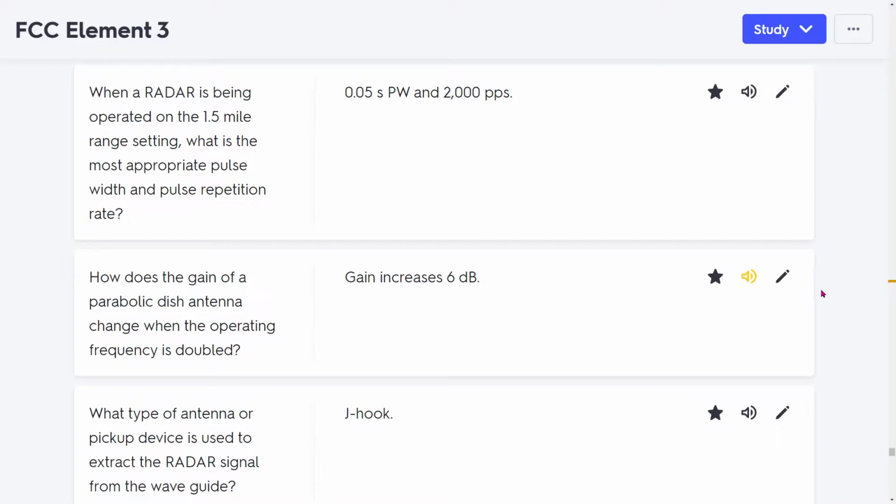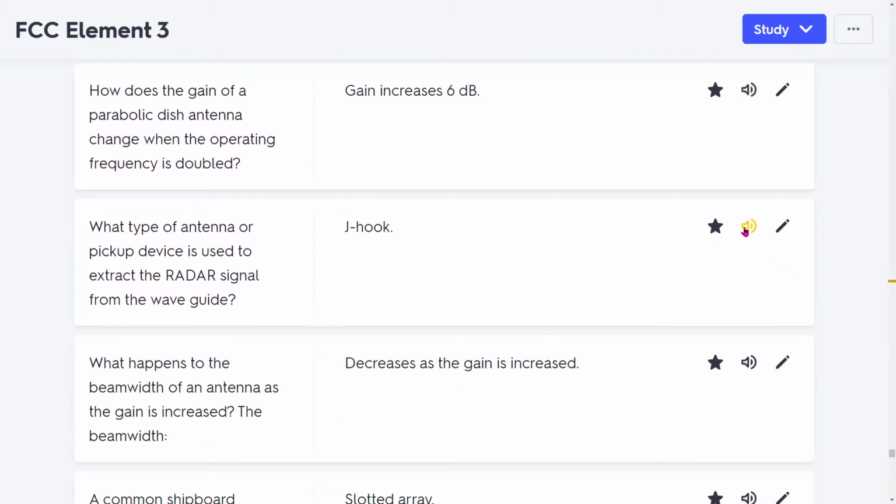How does the gain of a parabolic dish antenna change when the operating frequency is doubled? Gain increases 6 decibels. What type of antenna or pickup device is used to extract the radar signal from the waveguide? J-hook.